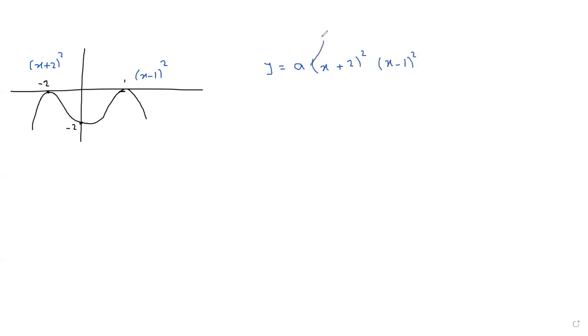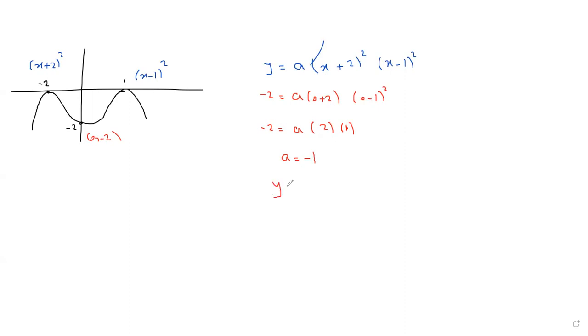Now to find a, I need a good point. Here is 0 and negative 2. So instead of x, I put 0, and instead of y, I put negative 2. Negative 2 equals a times 0 plus 2 to the power of 2 times 0 minus 1. So negative 2 equals a times 2 multiplied by 1. So a is negative 2 over 2, which is negative 1.